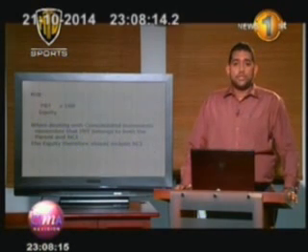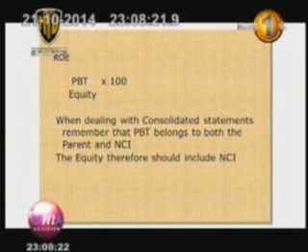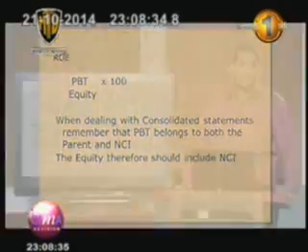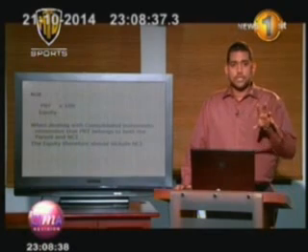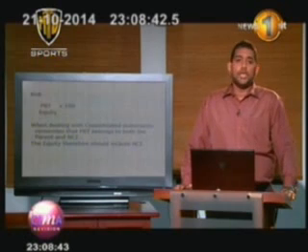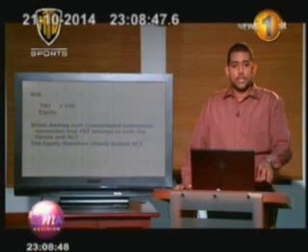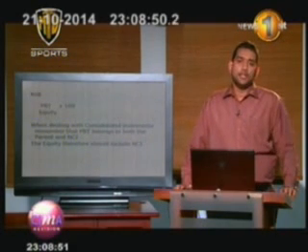ROE is all about return on equity. You take the profit before tax divided by equity. Now what is equity? Equity is all about your capital and reserves. So that will include your normal share capital, your share premium, and whatever reserves you have. So when dealing with consolidated statements, remember profit before tax belongs to both parent and NCI. If it is a consolidated income statement, it is the profit that ultimately gets divided between parent and NCI. So when you calculate your ROE, you've got to consider your non-controlling interest. It's not just your share capital and the reserves, but capital, reserves plus the non-controlling interest.